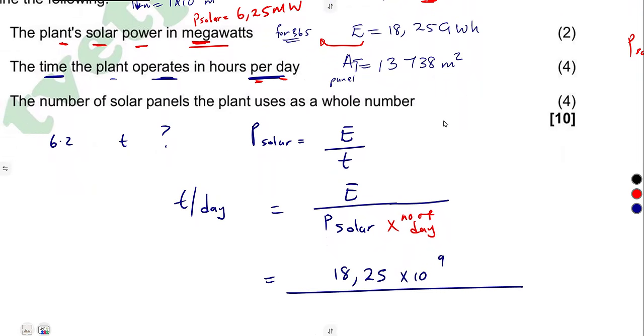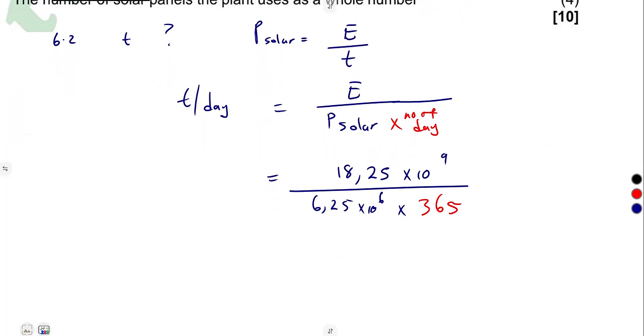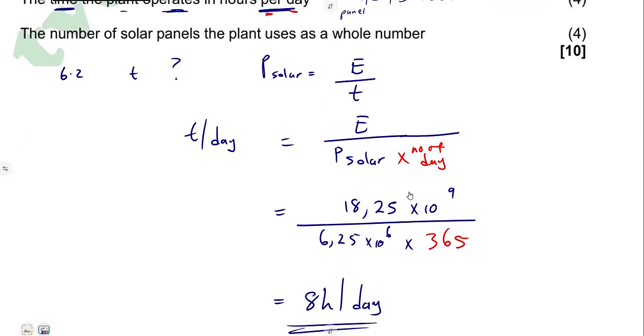The power of the solar, we have it in megawatts, so that's 6,25 times 10 to the exponent of 6, times the number of days annually, which is 365 days. So that will give us the time per day. This one is going to be per day because we divided by the number of days. That was the consideration, and that is going to give us 8 hours per day. So we've got the time that the plant operates, 8 hours per day.